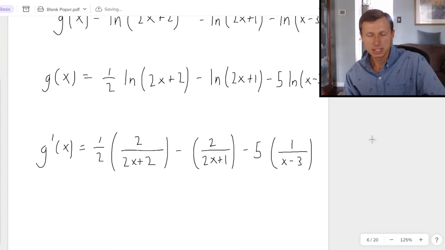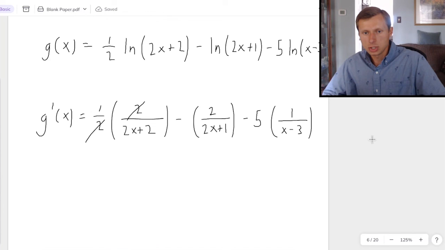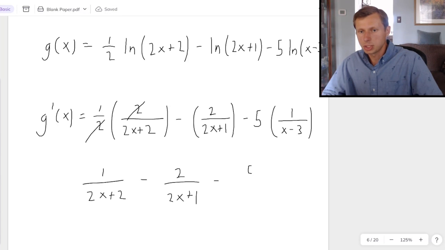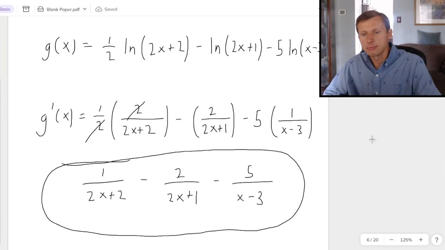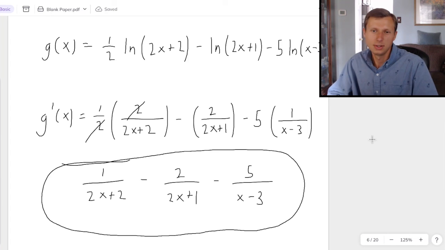And then in terms of simplifying, I would just make it easy. I would say this 2 cancels with that 2, because it does. So the first term just ends up being 1 over 2x plus 2. For the second term, nothing cancels, because the plus 1 ruins it for us in the denominator. And then for the last term, I'm just going to put that 5 in the numerator, because that's allowed and it looks nice. And this is going to be our final answer. And if you got anything different, it's probably wrong, or in the very least, it's not how I would have liked you to solve it.